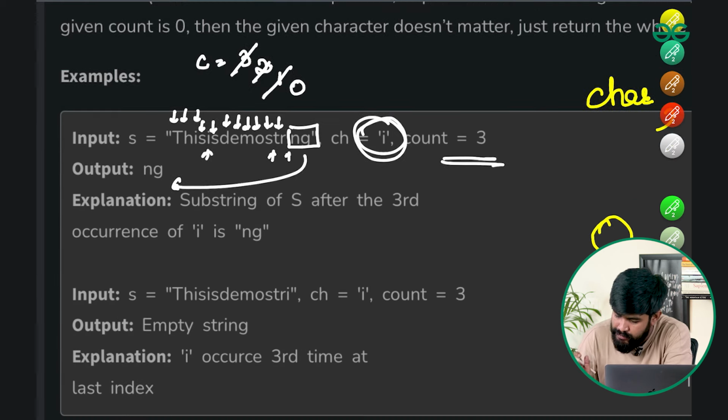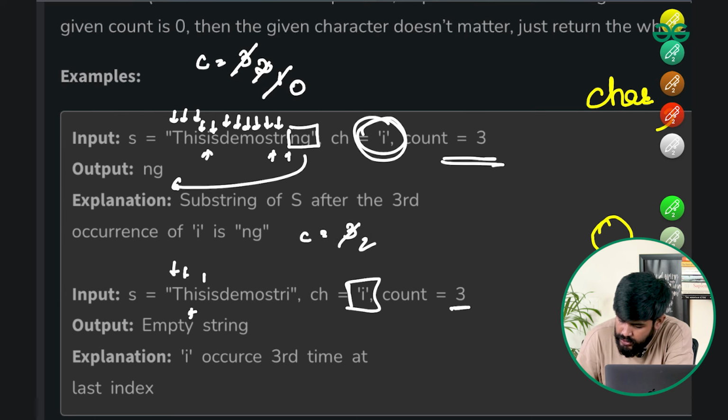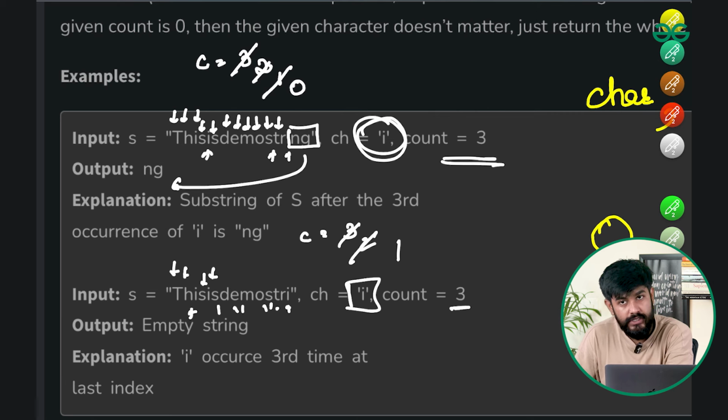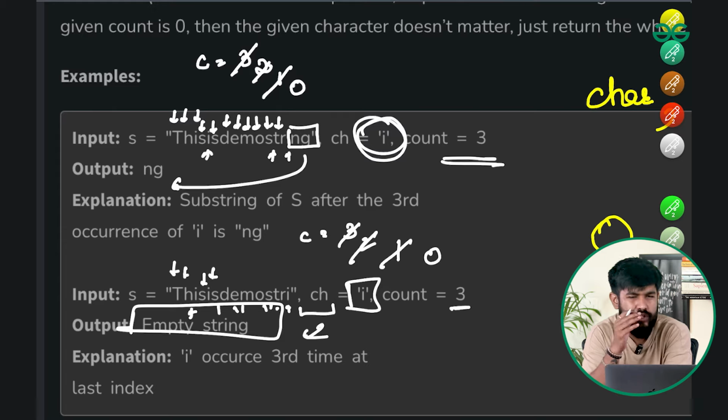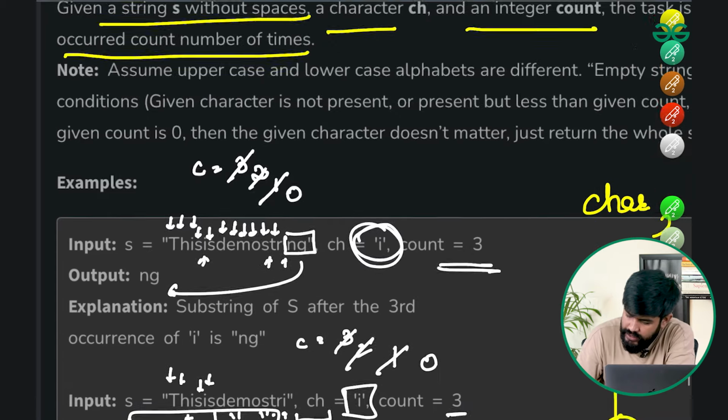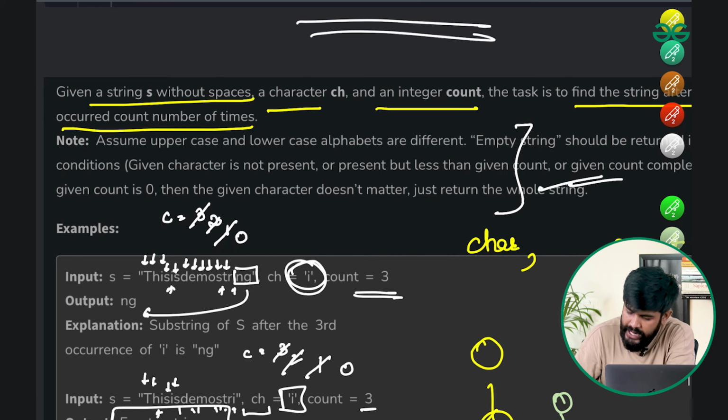In the same manner, we would do the same thing again. It is told I and count is equal to 3. We saw it, so count was 3, now it is 2. Then we saw it again. Count is 1. Then we keep going, and then we hit this. Now the count becomes 0, but we don't have anything to report back. At this point, we would say it is an empty string. These are the small conditions given in the notes: if there are no characters left to process or return, you need to return an empty string.